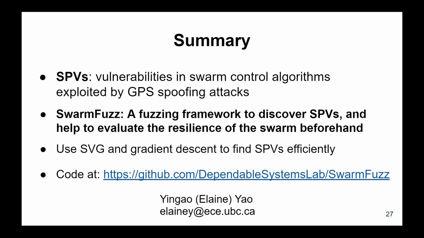To summarize, we demonstrate SPVs, the vulnerabilities in swarm control algorithms that can be exploited by GPS spoofing attacks. To automatically discover SPVs in drone swarms, we propose SwarmFuzz, a fuzzing framework that can be used to evaluate the resilience of the drone swarm beforehand. SwarmFuzz has two innovations, SVG and gradient descent, to help find SPVs efficiently.